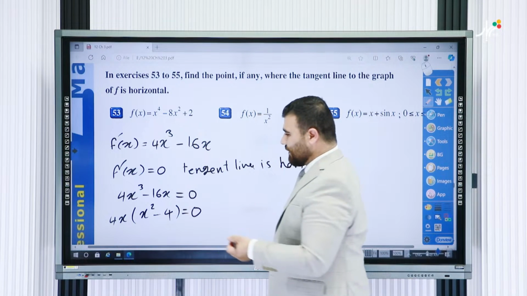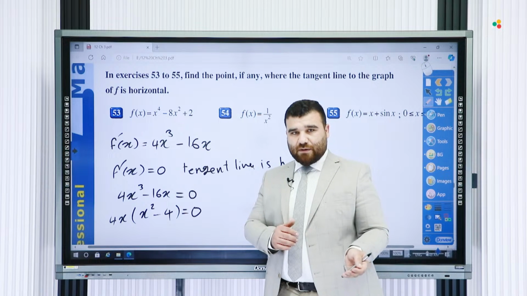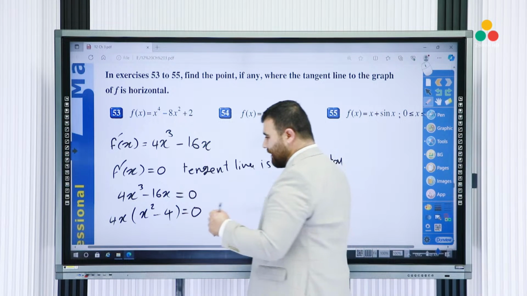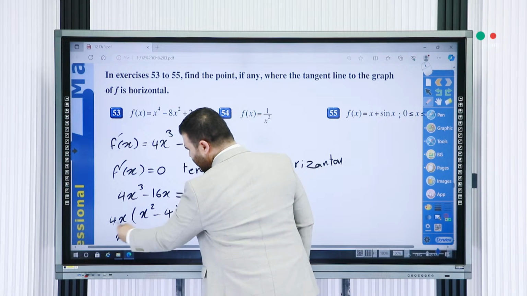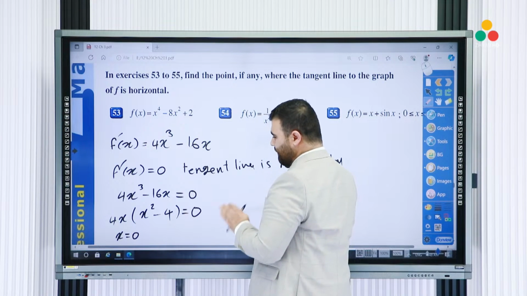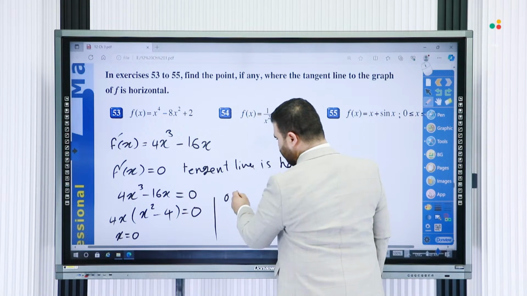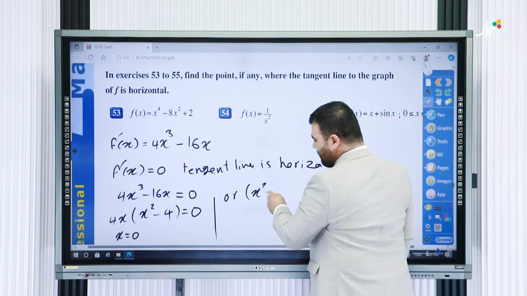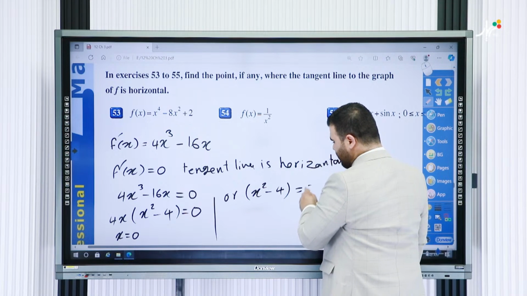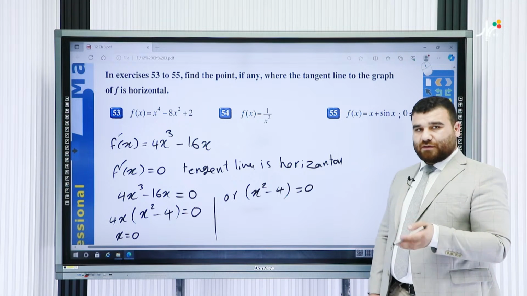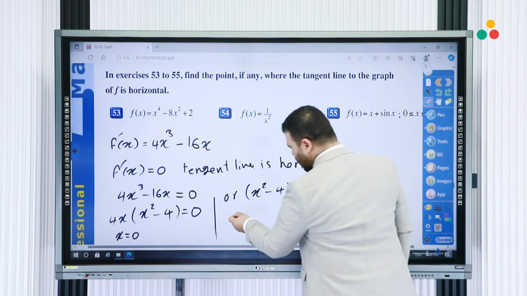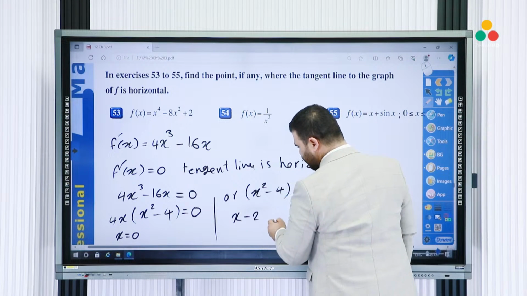Now I have a zero product. I have 4x multiplied by a bracket, and the result is equal to 0. This means x is equal to 0. If x is 0, 0 times the bracket will be 0. Or x squared minus 4 is equal to 0. If x squared minus 4 is equal to 0, this is a difference of two squares. So it will be x minus 2, x plus 2.